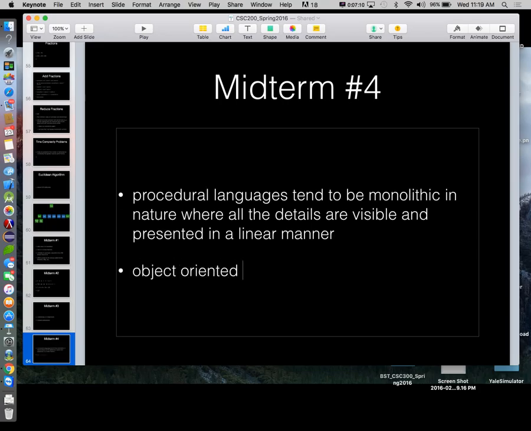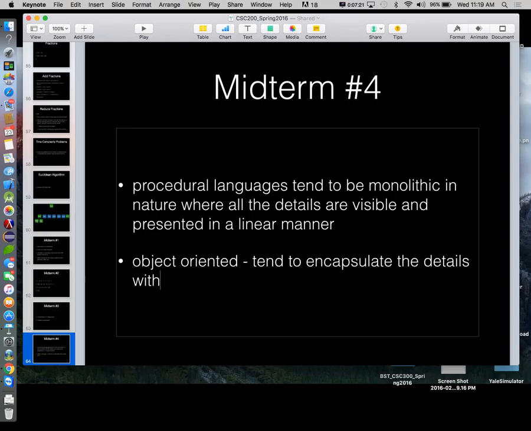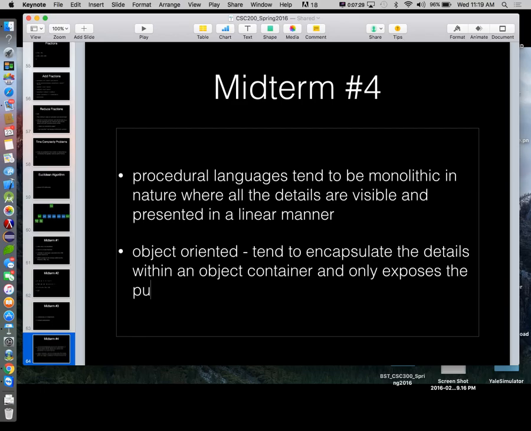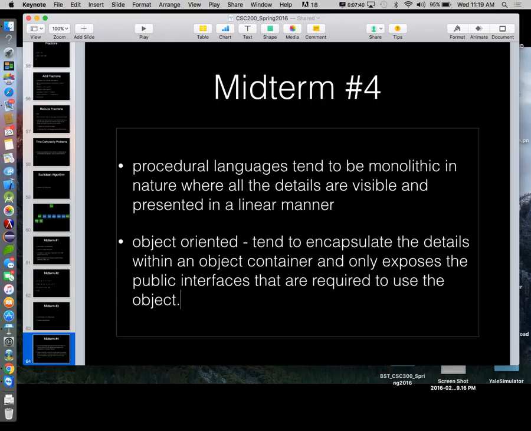Object-oriented languages tend to encapsulate the details within an object, maybe an object container, and only expose the public interfaces that are required to use the object. Something in that ballpark type of thing. Questions about that one?